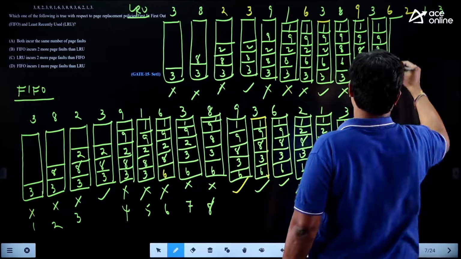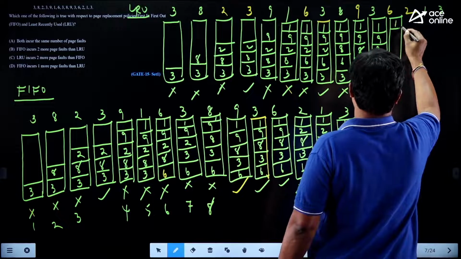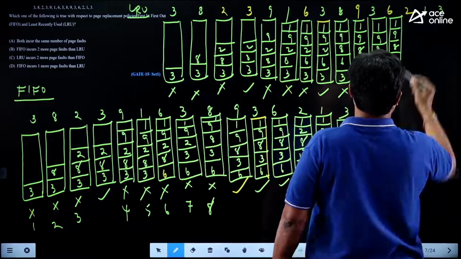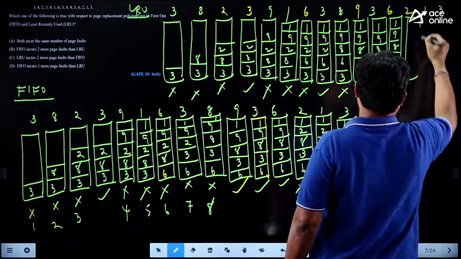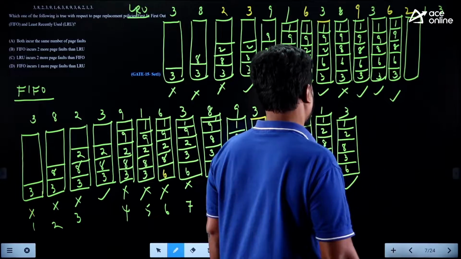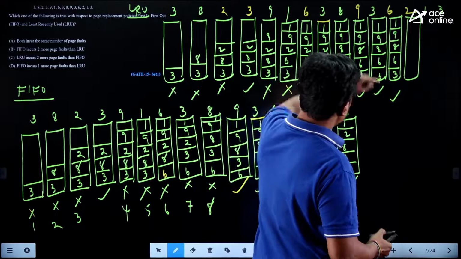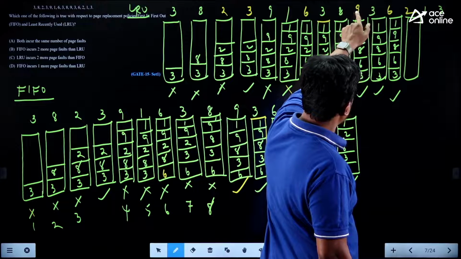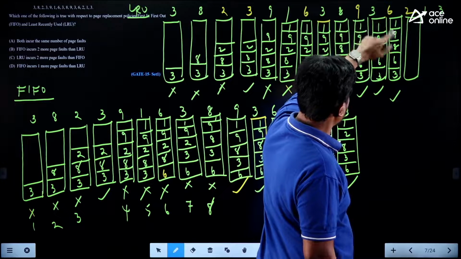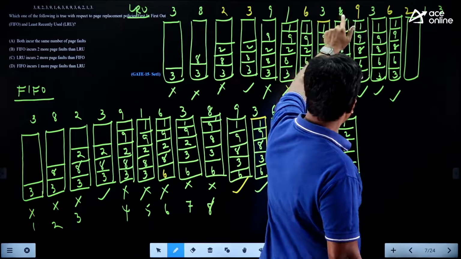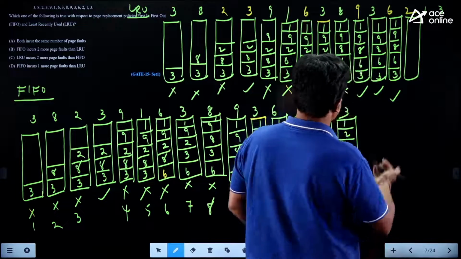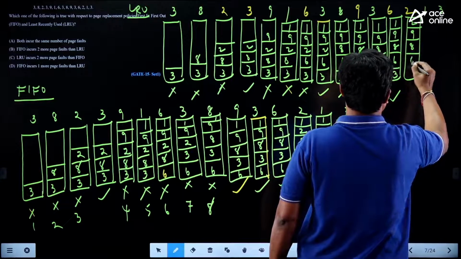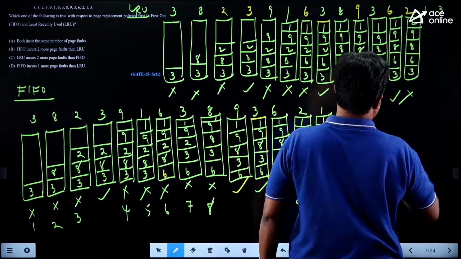Now 6 we want to access. 6 is already there in the main memory, which is also resulting in a page hit. Now 2 we want to access, but 2 is not there in the main memory. Then verify: 6 is the most recently used, after that 3 is the next most recently used, after that 9 is the next most recently used. So 6, 3, 9 I cannot replace, 8 also, but 1 I can replace. So 1 can be replaced by 2 now. So 2, 9, 8, 6 and 3, which is a page fault.